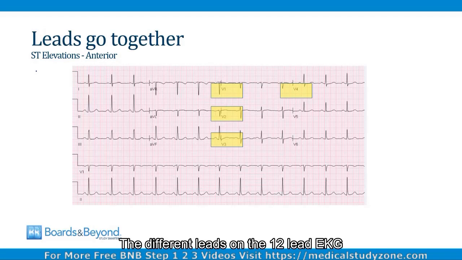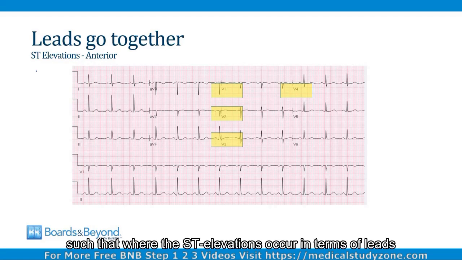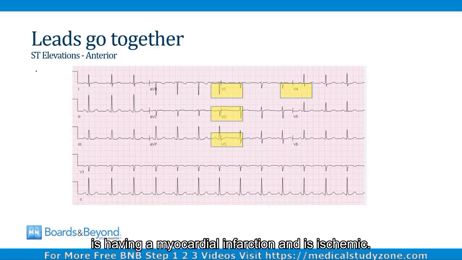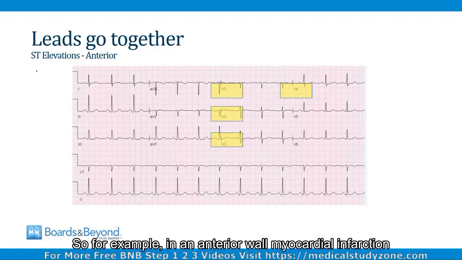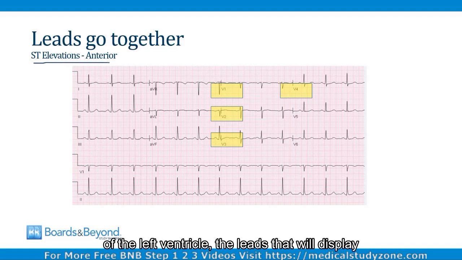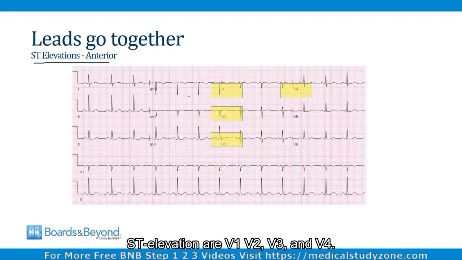The different leads on the 12-lead EKG are looking at different anatomic portions of the left ventricle, and leads go together such that where the ST elevations occur in terms of leads can tell you which part of the left ventricle is having a myocardial infarction and is ischemic. So for example, in an anterior wall myocardial infarction, meaning there is ischemia of the anterior wall of the left ventricle, the leads that will display ST elevation are V1, V2, V3, and V4.